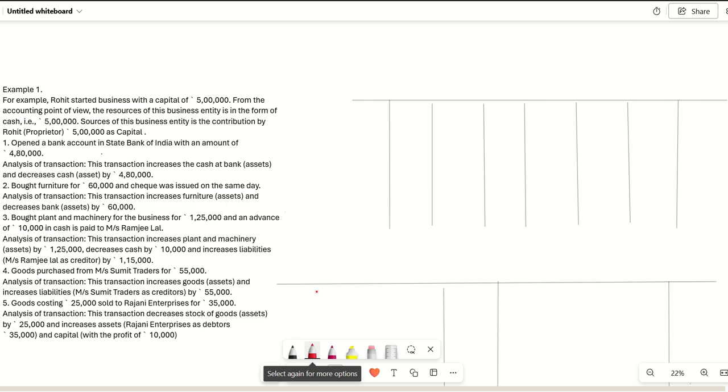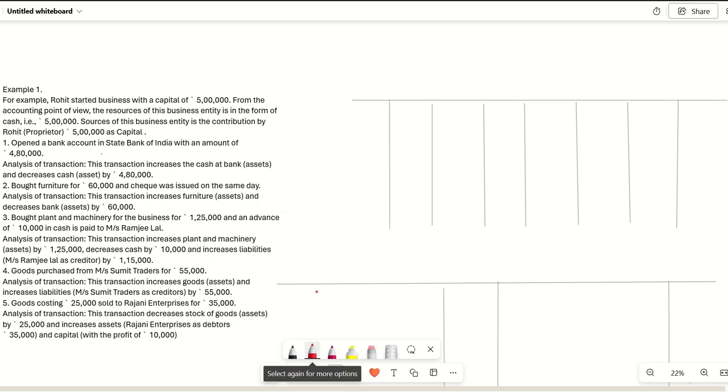Yeah, right. So Rohit started a business with 5,000. So what we'll try to analyze from this example is how every transaction of a business has two entries, one debit entry and one credit entry, and how it is affecting the balance sheet and whereby the accounting equation is balanced. Okay, so that's what we'll see with this example.